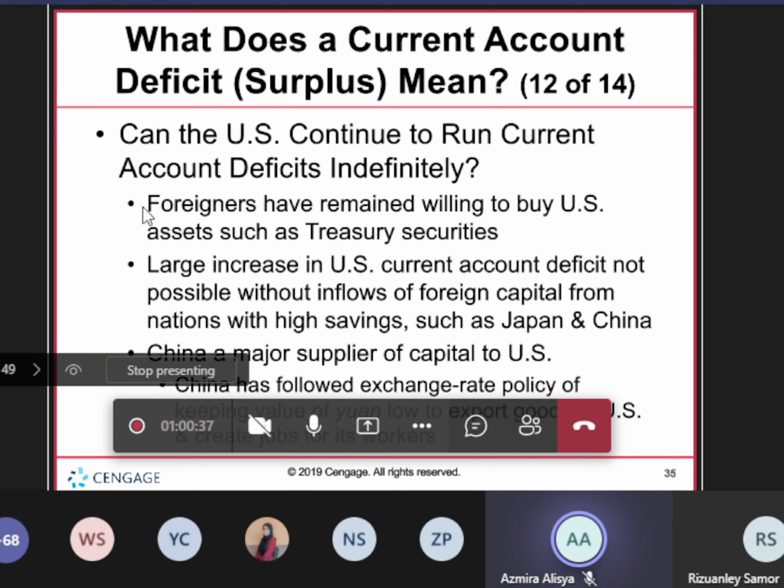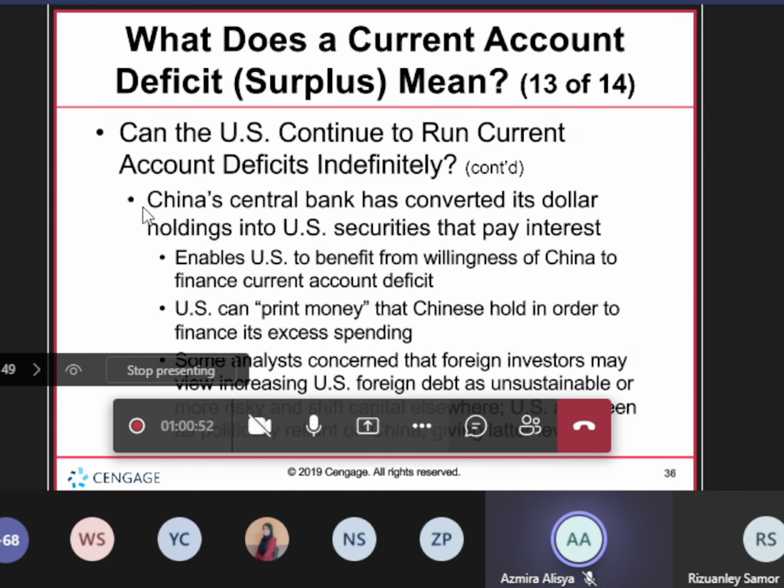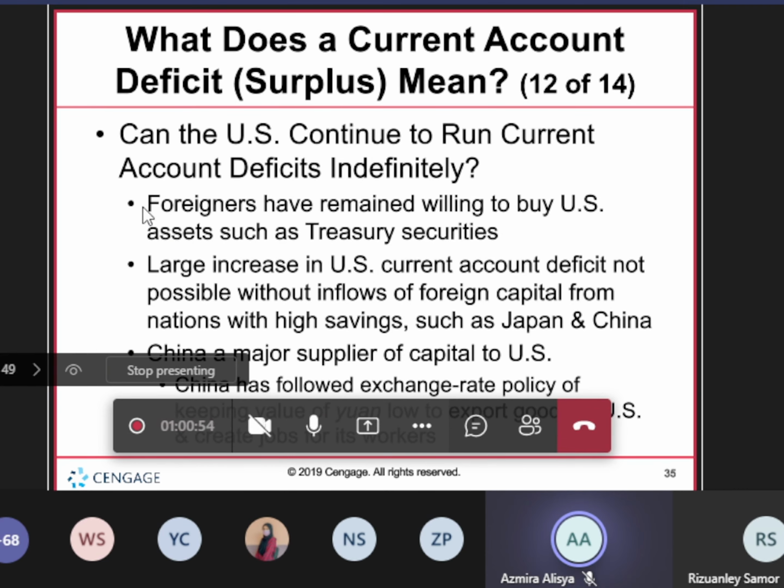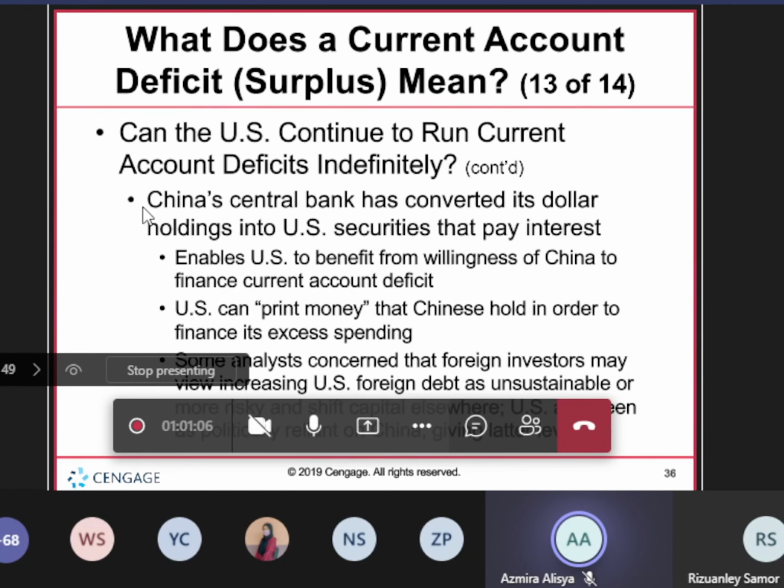So can you continue to run deficits? Yes. Foreigners have remained willing to buy US assets. A large increase in the United States current account deficit is not possible without inflows of foreign capital. China is a major supplier of capital to the United States. In the 1980s, it was Japan, after the Plaza Accord of 1985 made the Japanese yen increase in value. But nowadays, currently, China is the major supplier. China's central bank has converted dollar holdings into assets that pay interest.